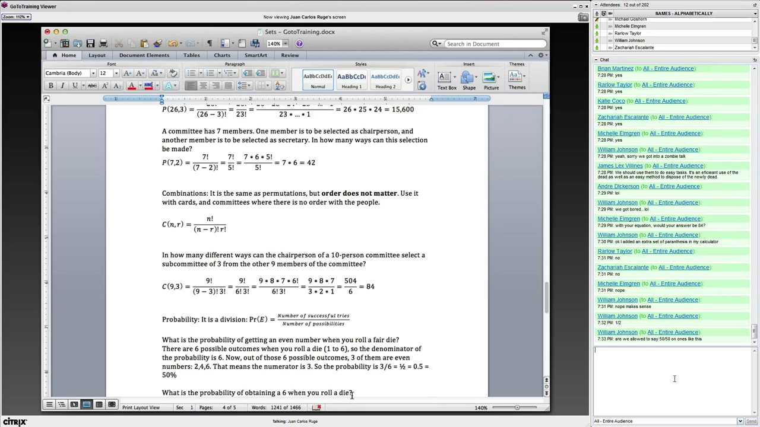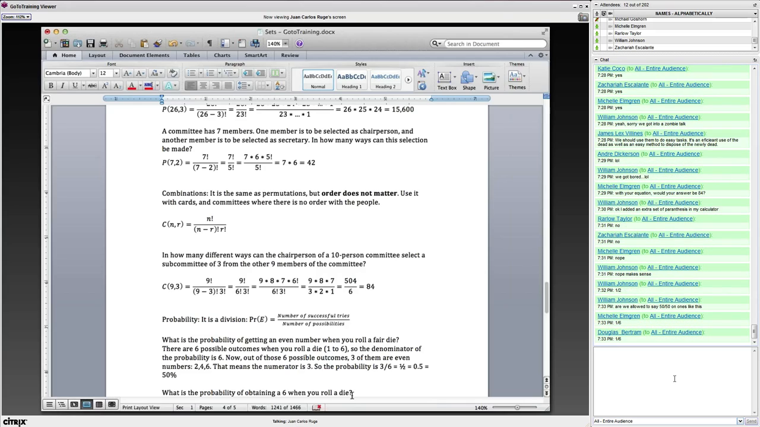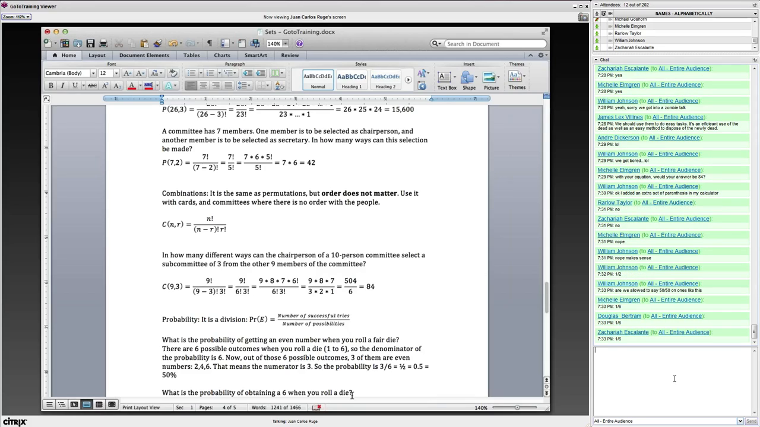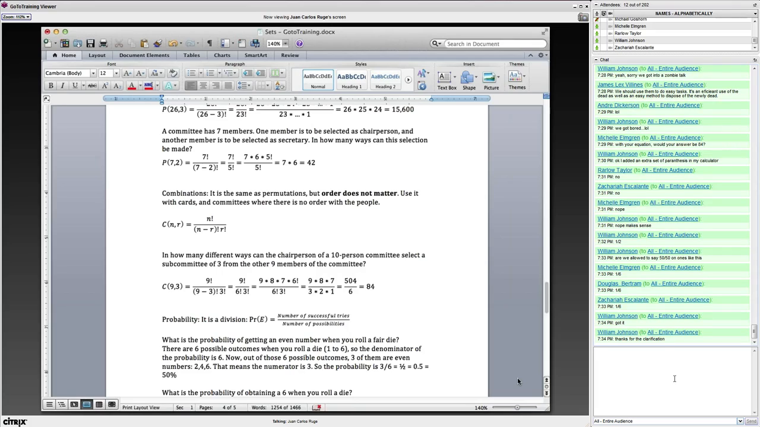Now, what is the probability of obtaining a 6 when you roll a die? No, William. The probability is not 50-50. Those are actually odds. If you say 50-50, even though you're saying that you have an equal probability for two things to happen, that actually means that you're talking about odds and not probability. Oh, before I forget, William, if you say 50-50, actually that's 50 over 50, you would say 1, and 1 represents 100%.